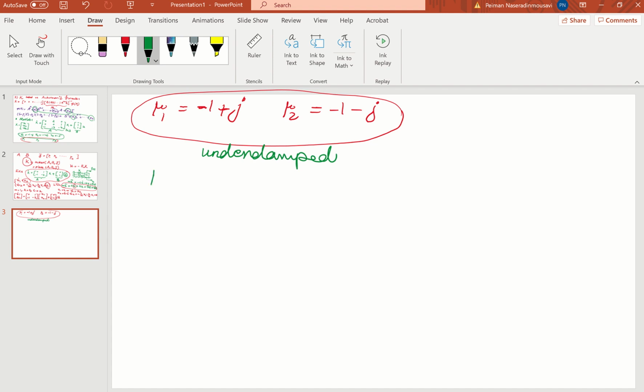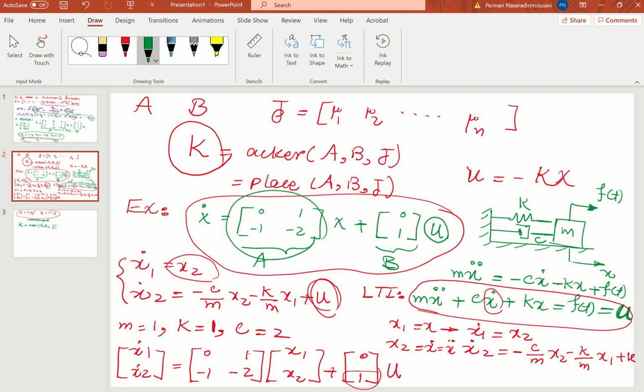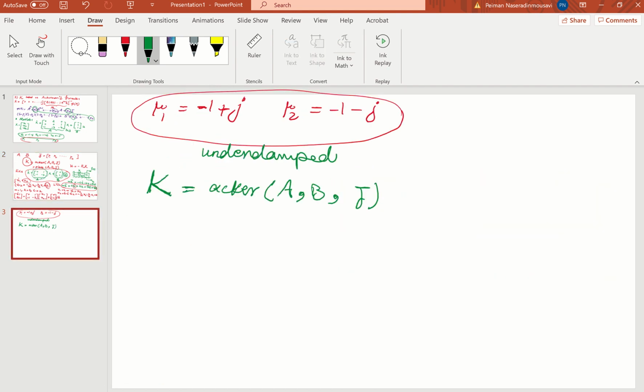So you're going to say in MATLAB after graduation, okay? Not in the final exam, okay? You're going to say acker A, B, and J. What is A? You have it here. This is A, and B, and J you have to write as the desirable poles. Here we go. When you type this and push the enter button, it's going to give you the gain matrix.